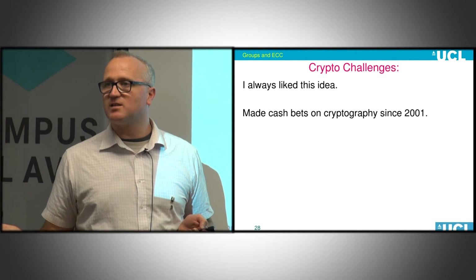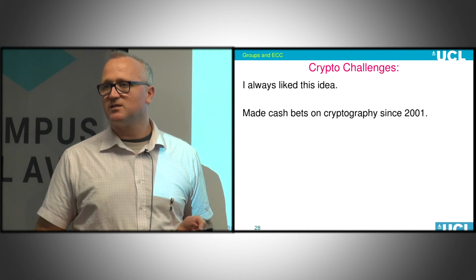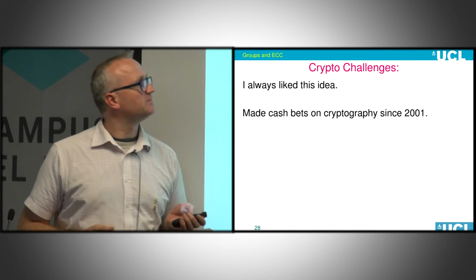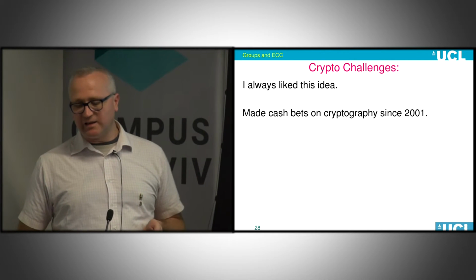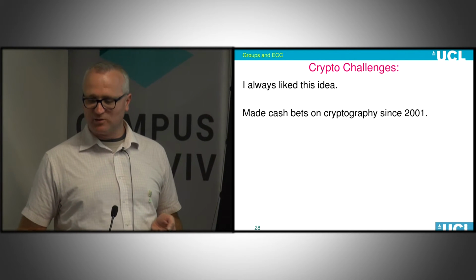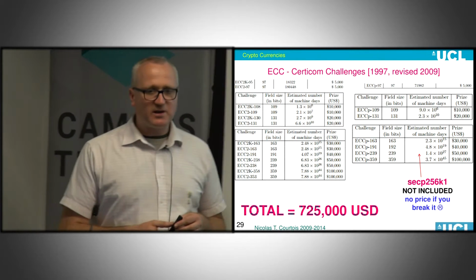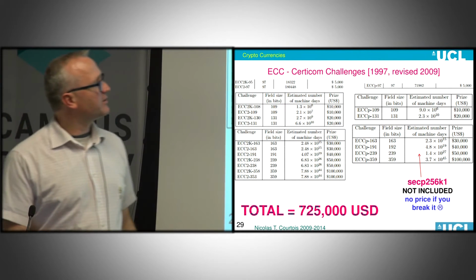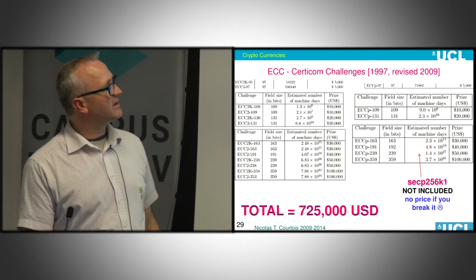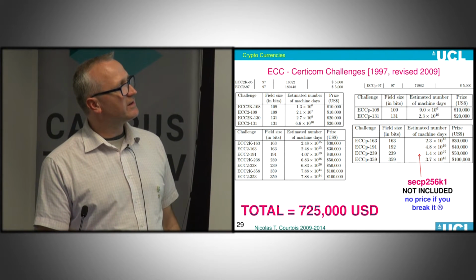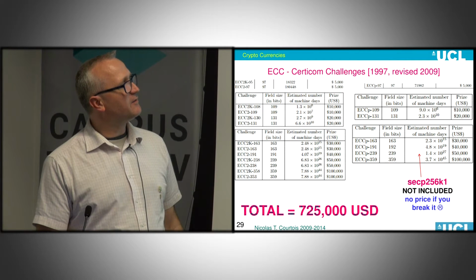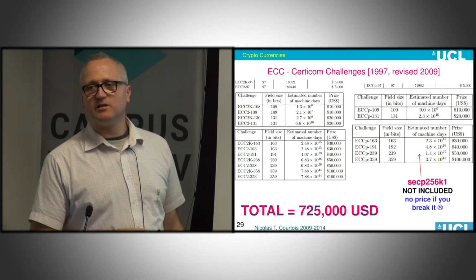So initially it's scientific challenges, like if you can break it, you can get a prize. Okay, these things do exist. Okay, so I always like this idea, and I made cash bets since 2001. Okay, so with elliptic curve cryptography you have all these bets. Like, for example, if you can break this elliptic curve, you earn $100,000. The total for this is like $1 million.